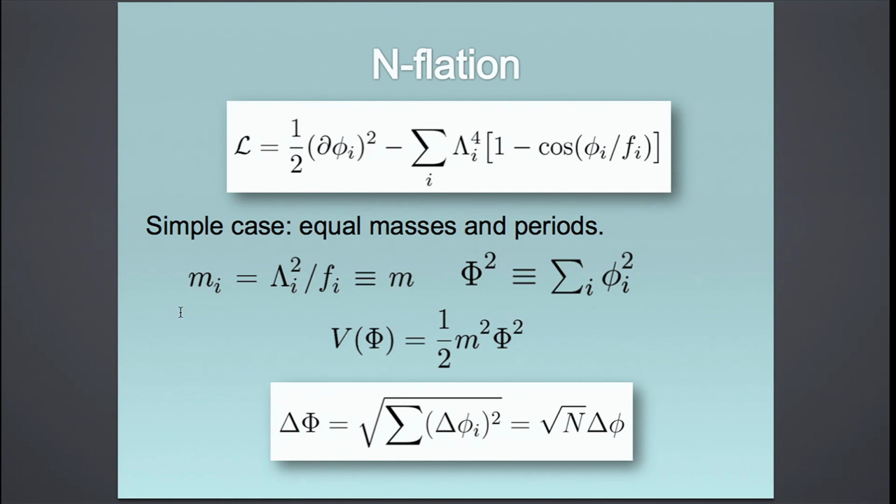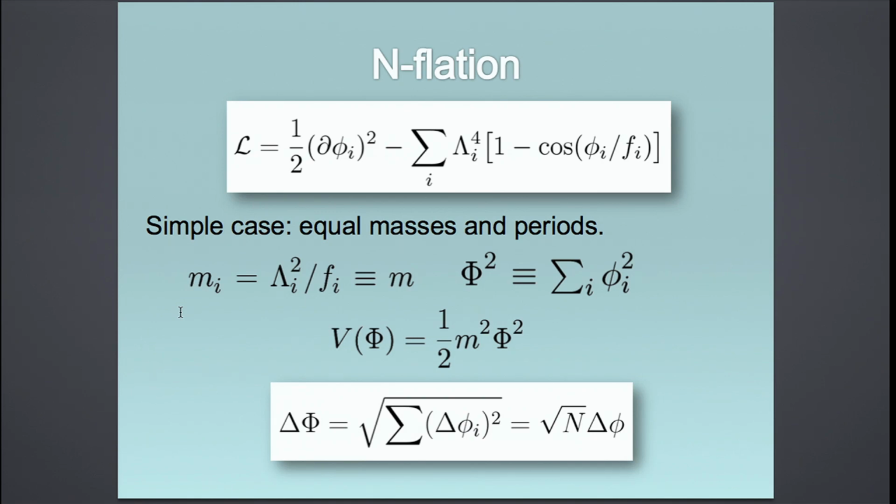Now, just to get intuition for what the proposal is, let's consider a case in which the axions have equal masses and equal periodicities. Expand the cosines, and you get a mass term. The mass is Λ² over f_i. Let's imagine that all the m_i's are the same, all the f_i's are the same. What you can define then is a collective field, Φ², which is the sum in quadrature of all of the individual fields. And then the potential for that field V(Φ) is just ½ m² Φ².